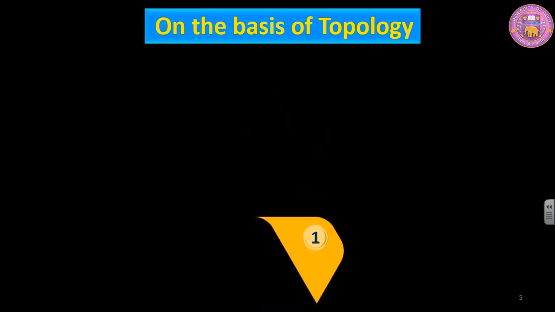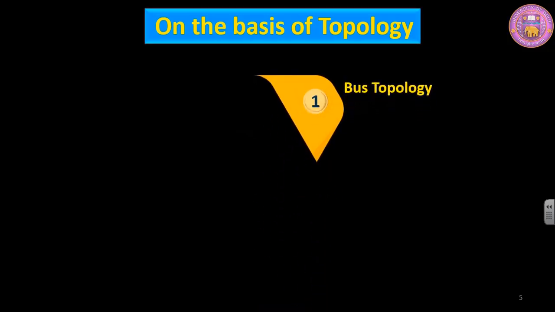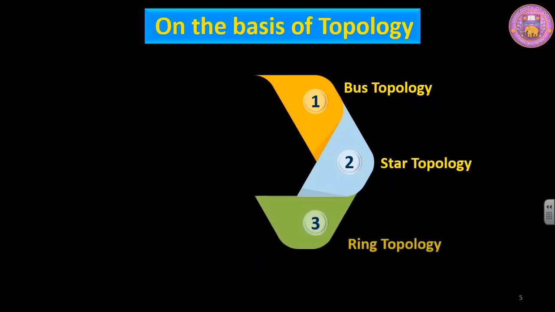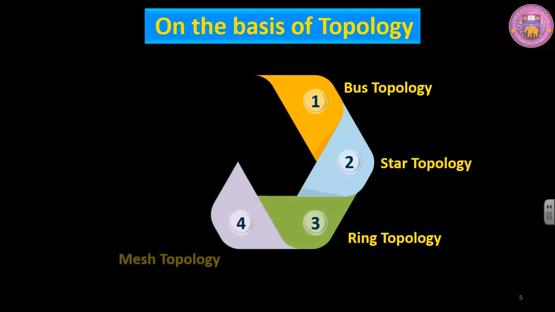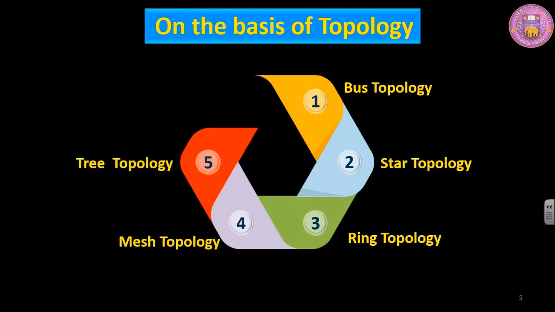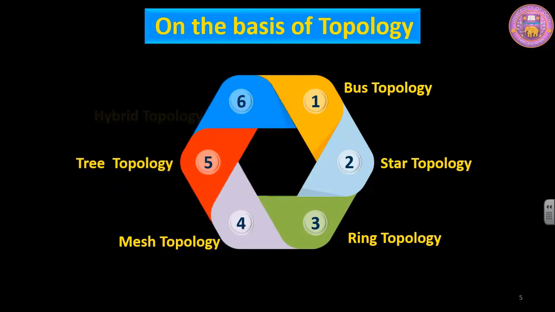On the basis of topology, we can divide networks into 6 parts. The first one is bus topology. Second one, star topology. The third one, ring topology. The fourth one, mesh topology. The fifth one, tree topology. And the last one is hybrid topology.